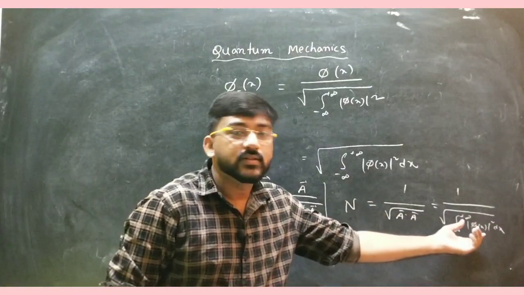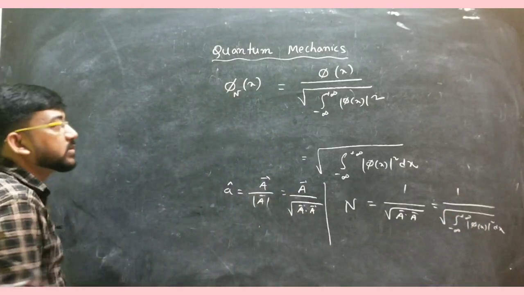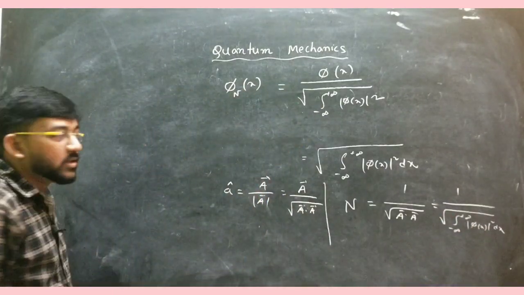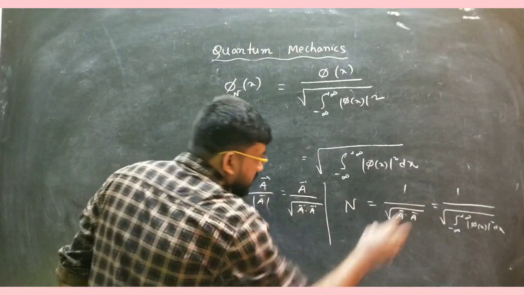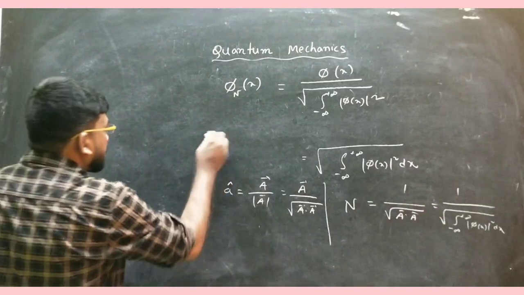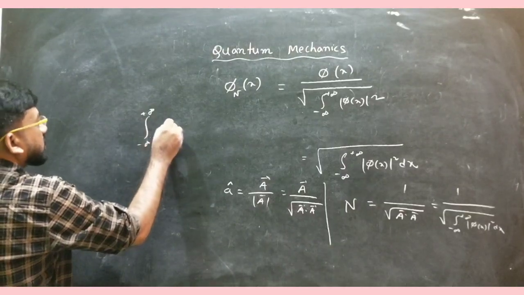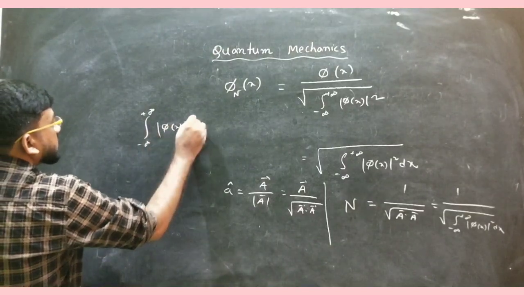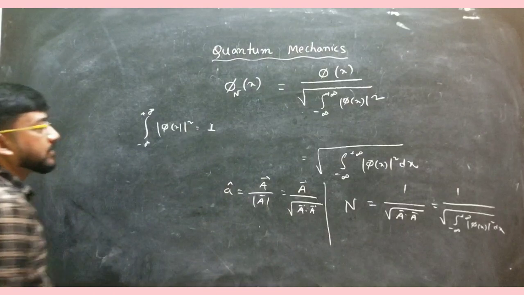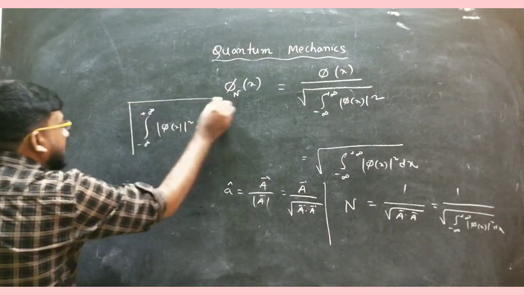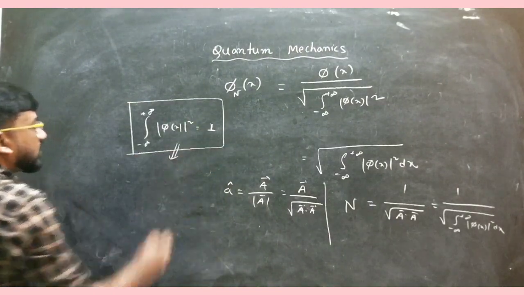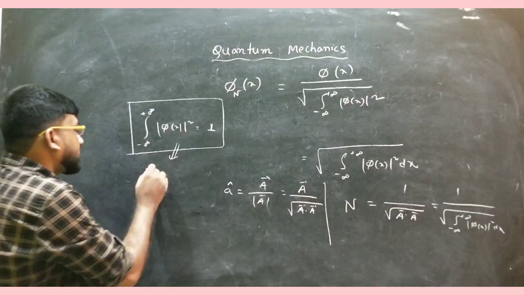But if this is unity, then this phi of x is obviously a normalized function. If phi of x is itself a normalized function, you don't need to divide it. So if the integral from minus infinity to plus infinity of mod phi x whole square is equal to 1, that means your phi of x is a normalized wave function, and this is sometimes called the normalization condition.